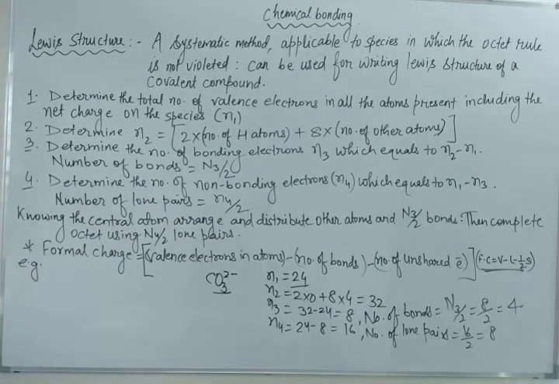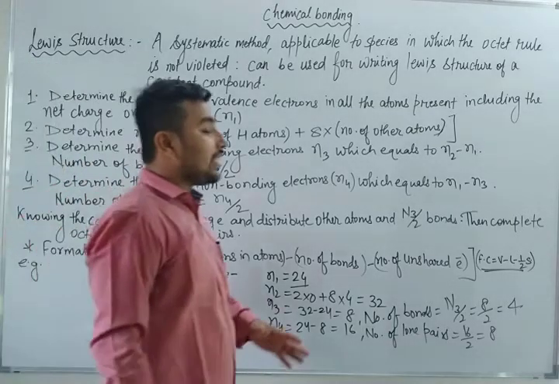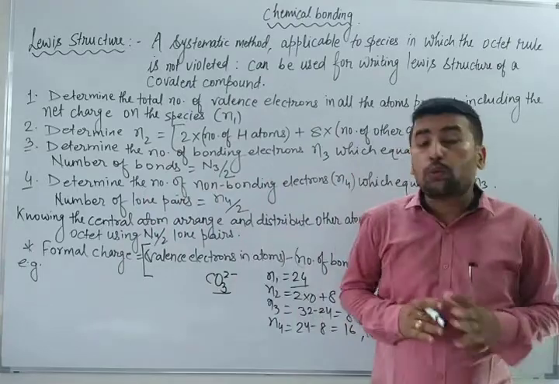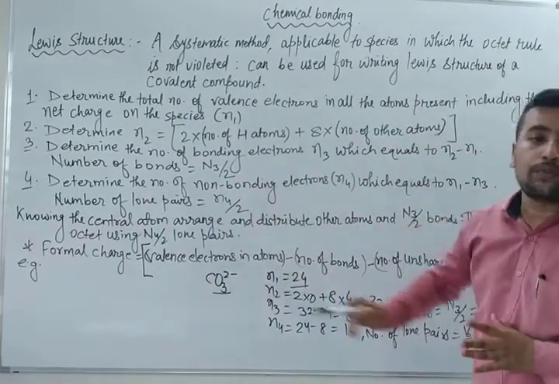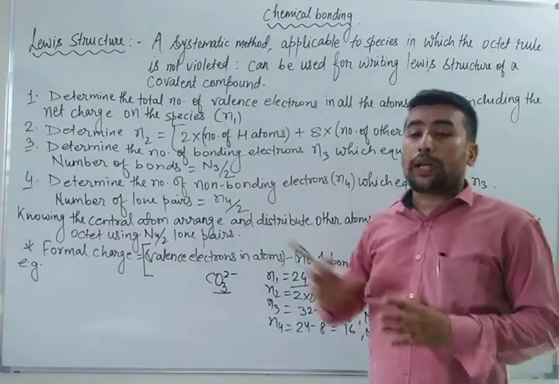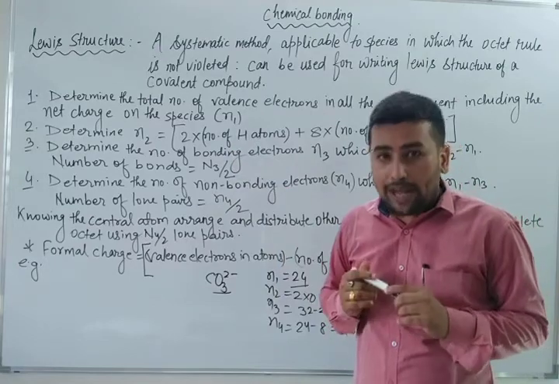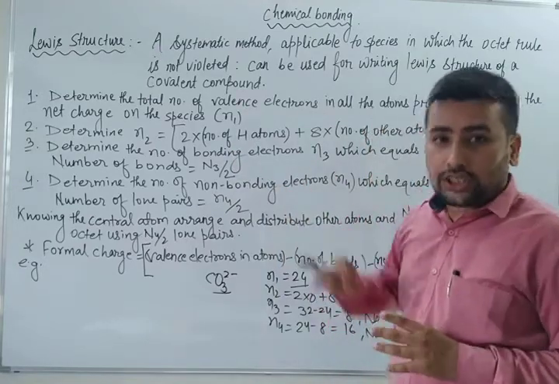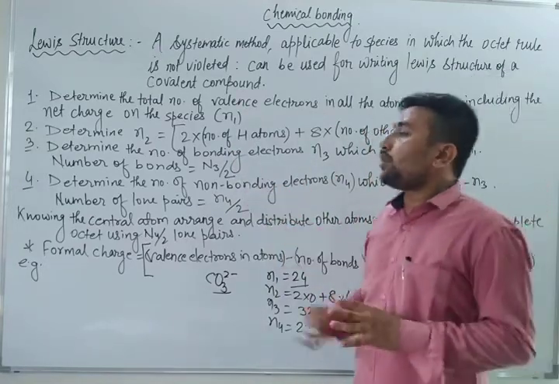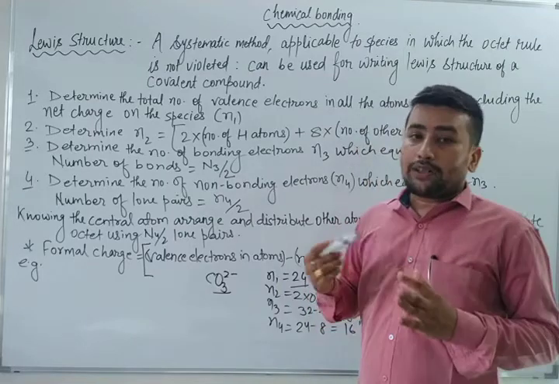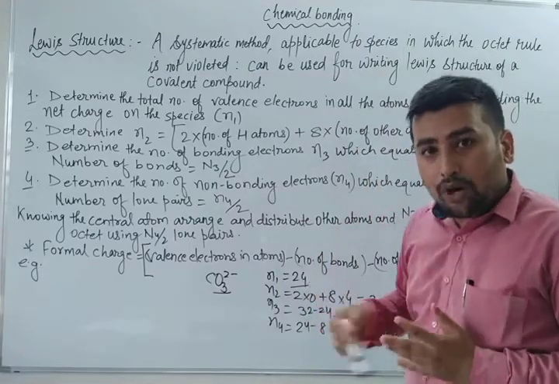The number of lone pairs will be 8 lone pairs. Yes. Now you have to arrange the atoms and tell me the total number of bonds. This is the criteria by which you can calculate all these 4 points. First of all, you have to calculate the total number of valence electrons including the net charge of the compound. Second point, you have to determine the number of hydrogen atoms and the number of other atoms.